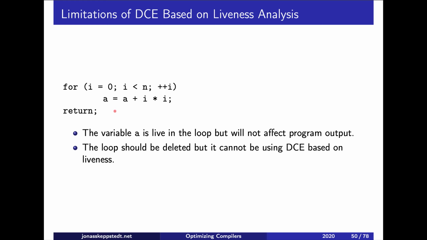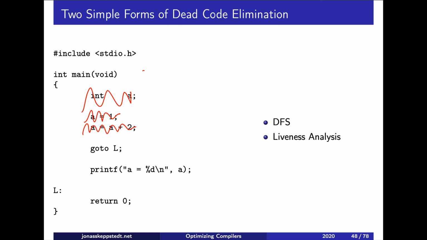Another example of that is this loop. Since both I and A are used in the next iteration, we cannot remove it. But why keep it? So, dead code elimination based on DFS is perfect. It's done in the dominance analysis, but this one is not so suitable to use.